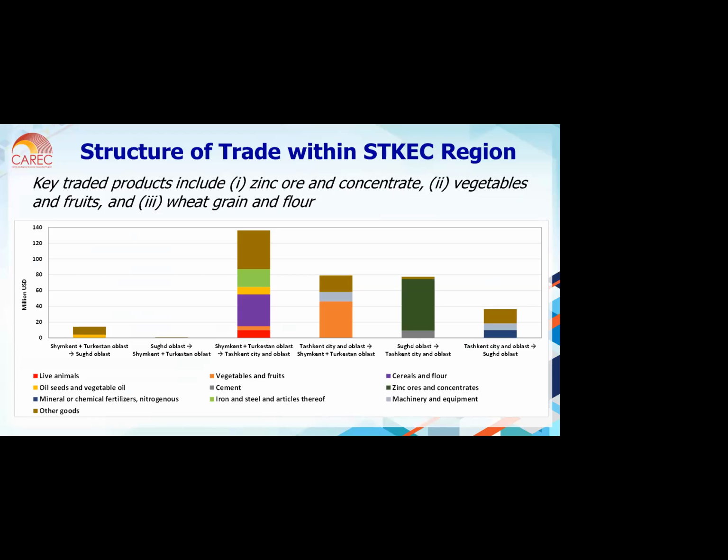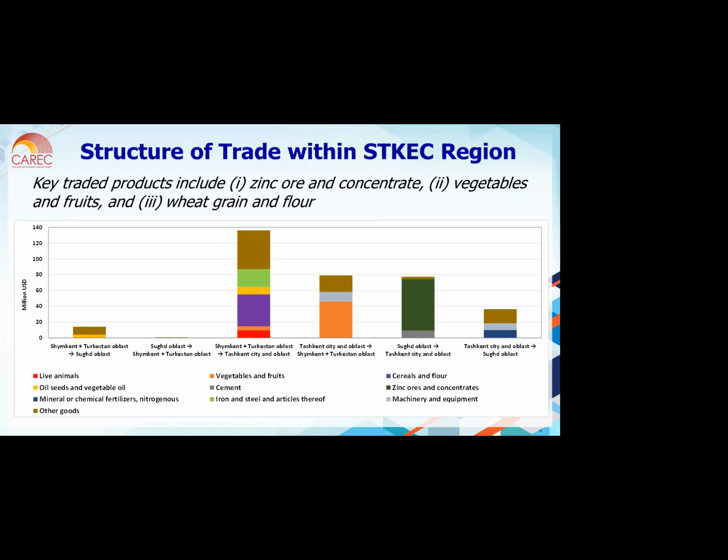Thank you. So what are the products that are traded between regions and cities? We can see that different regions supply different products, the majority of which is one product, the zinc concentrate that is supplied from Sugd Oblast to Tashkent Oblast. They have plants to process this ore.